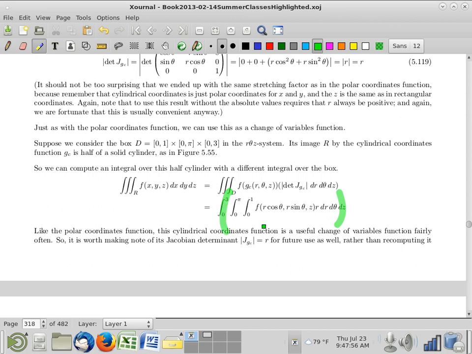So z goes from 0 to 3. Theta goes from 0 to pi. And r goes from 0 to 1. Nice, easy bounds. Constants, right, much more desirable than the curved shape.